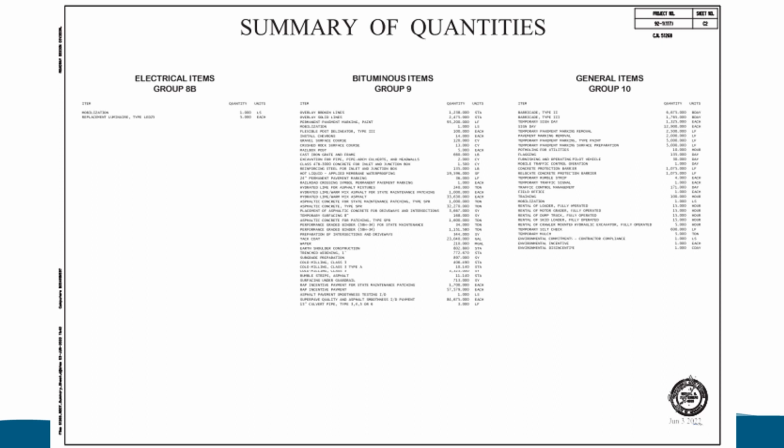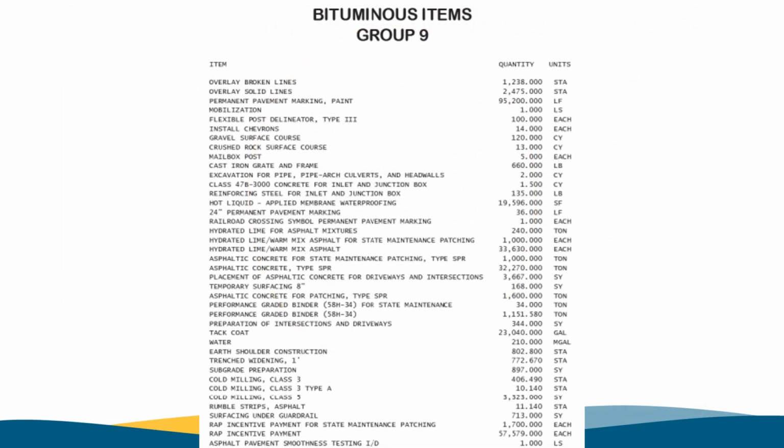A few pages into the plans, you will find the summary of quantity sheets. For this Tech Talk, we are going to focus on Group 9, bituminous. Let me expand this a bit so you can see it better. Within Group 9, we are going to focus on the main paving item, asphaltic concrete type SPR. For this project, there are 32,270 tons.